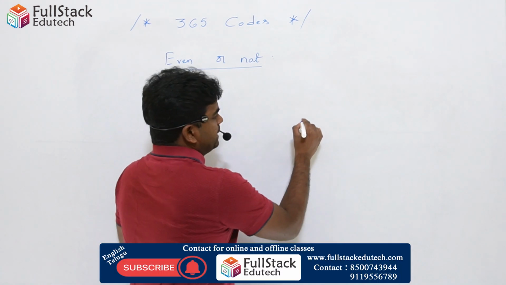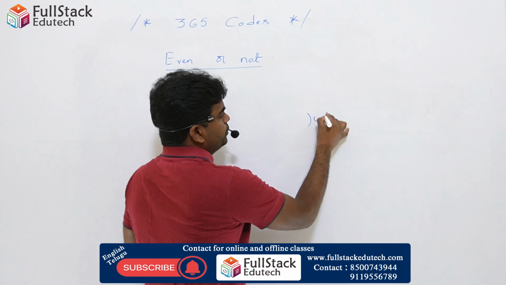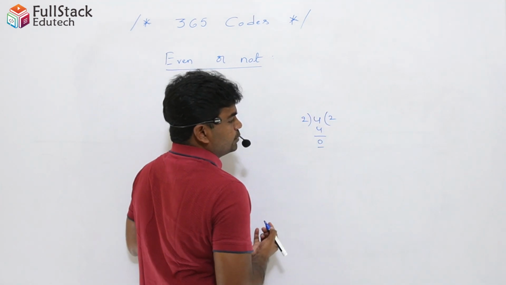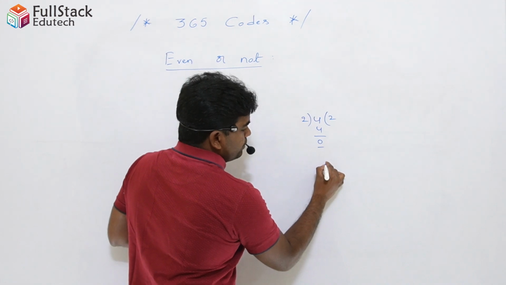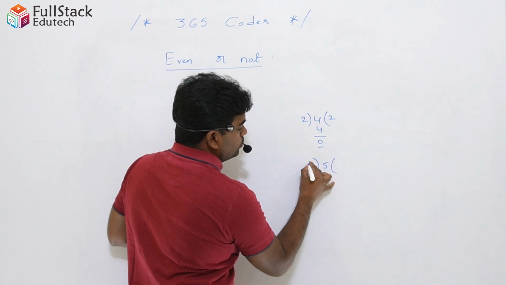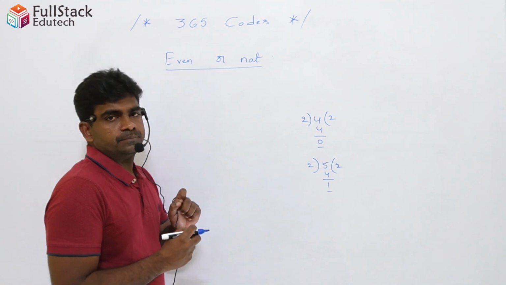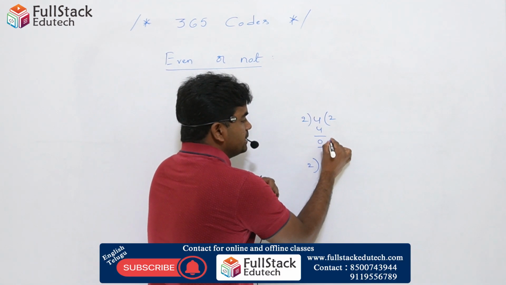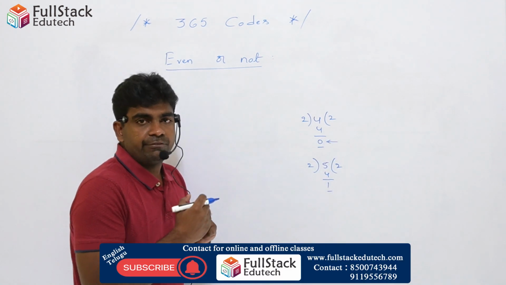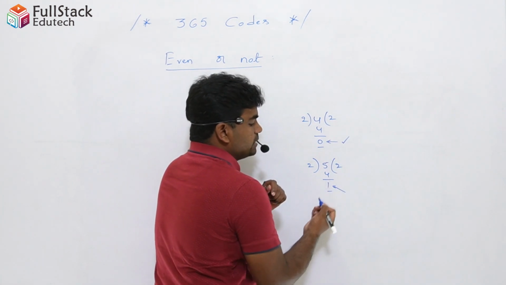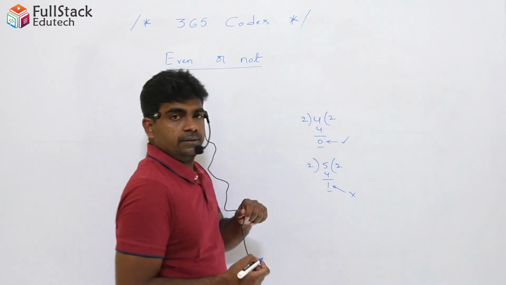See, suppose if I take the number 4. When you divide it by 2, 2 times 2 is 4, remainder is 0. Suppose when you divide 5 by 2, 2 times 2 is 4, remainder is 1. What is the meaning? When the remainder is 0, when nothing is left, we can say that it's divisible. When the remainder is non-zero, it's not divisible.